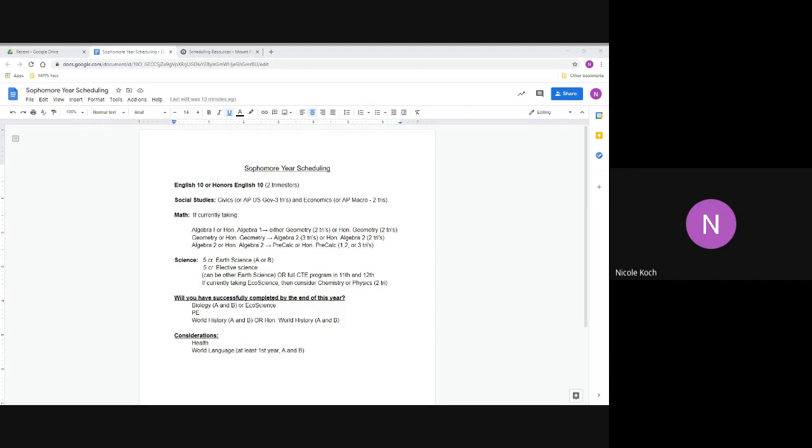So for sophomore year, you're either going to be taking English 10 or Honors English 10. If you're currently in English 9, you're most likely going to take English 10. If you're currently in Honors English 9, most likely you're going to take Honors English 10. Those are 2 tries each.